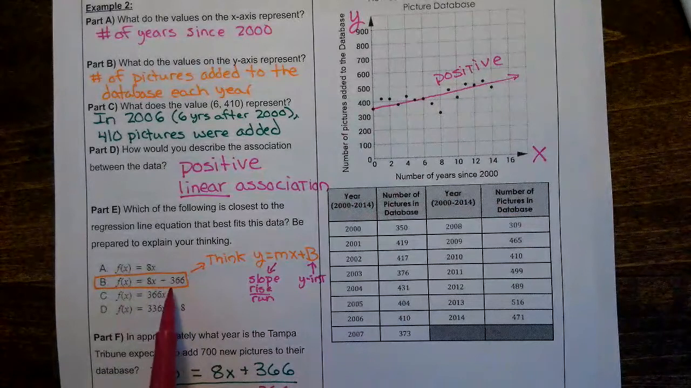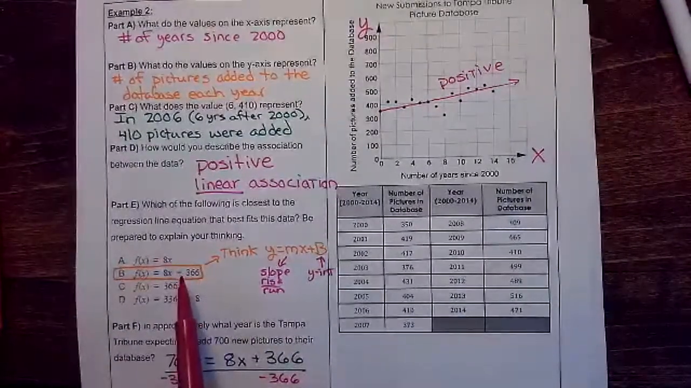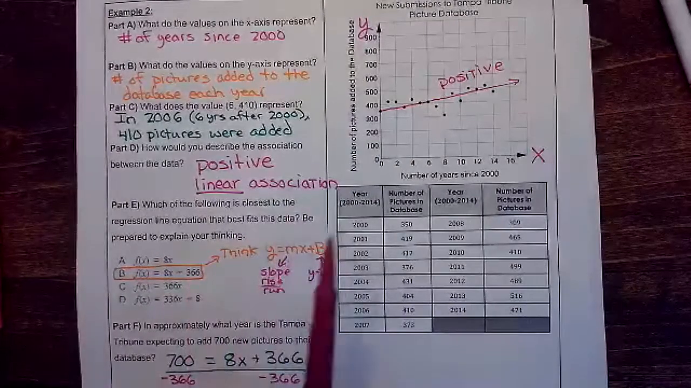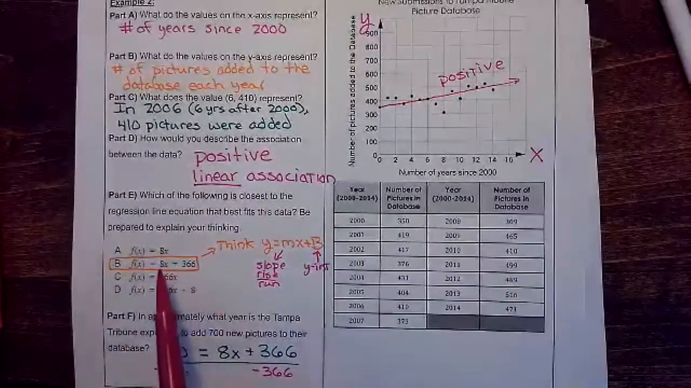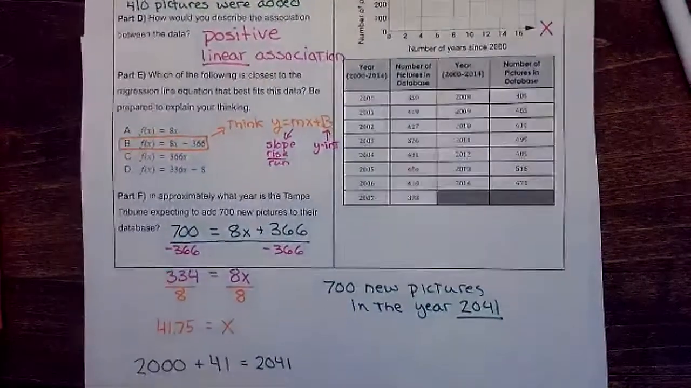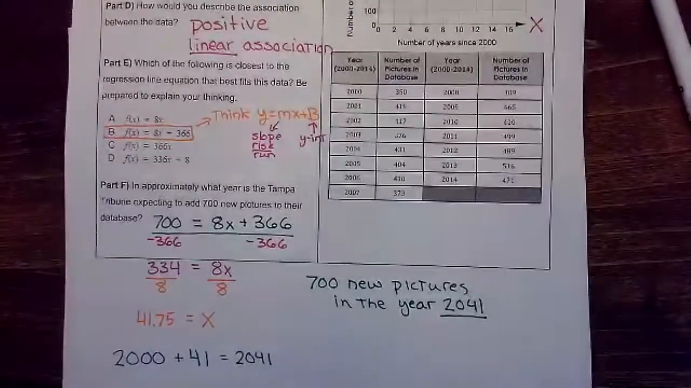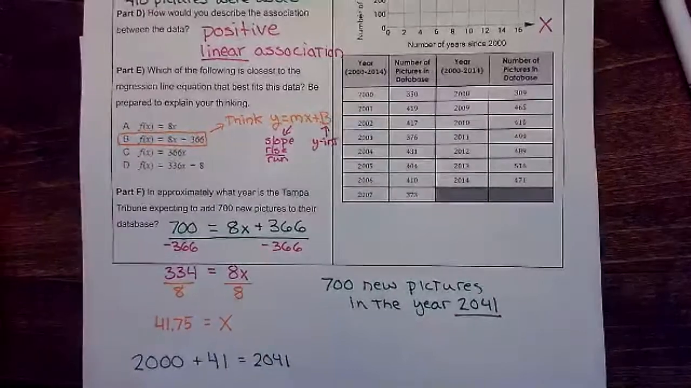And then it would only make sense that, I think it froze. Hold on one sec. Okay, we're back. So it only makes sense that if you're adding 366, which is your y-intercept, and you have a positive number in front of the x, which is your slope, it would be 8x plus 366. Let's try to get this image a little better. Okay, sorry if it's a little blurry, guys.